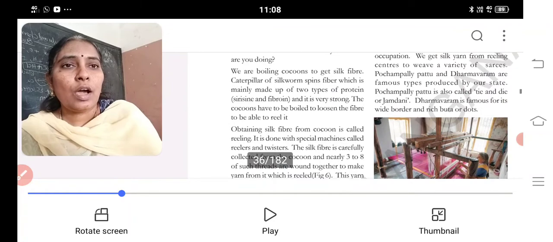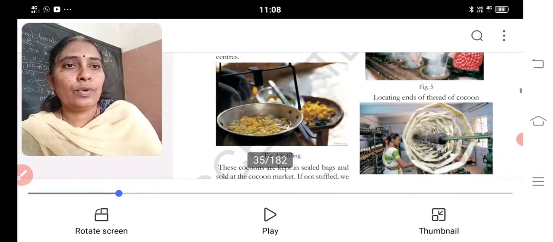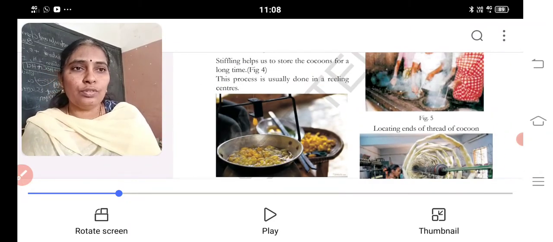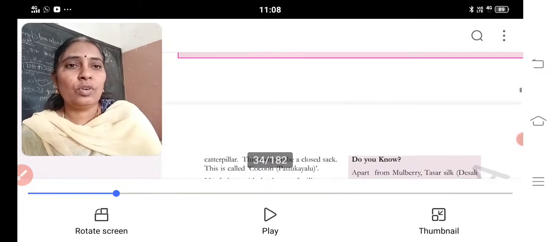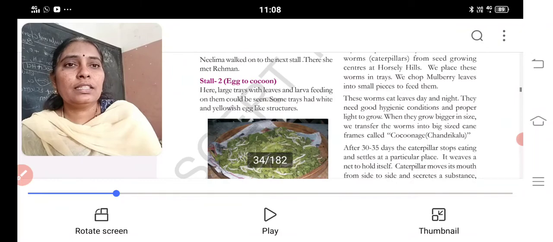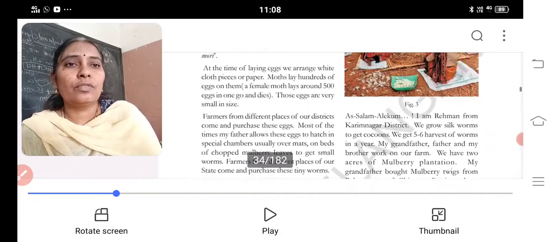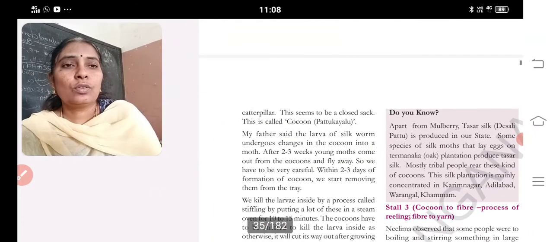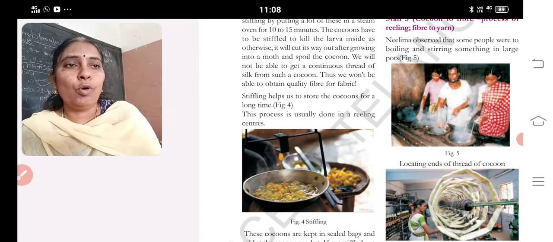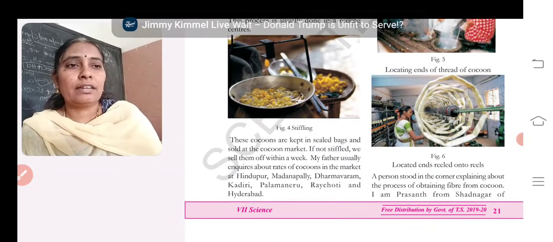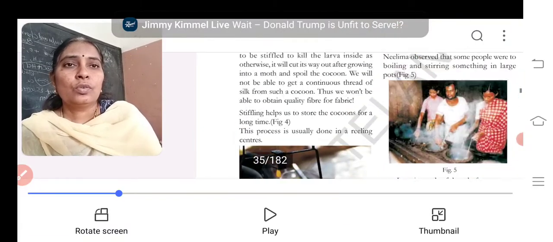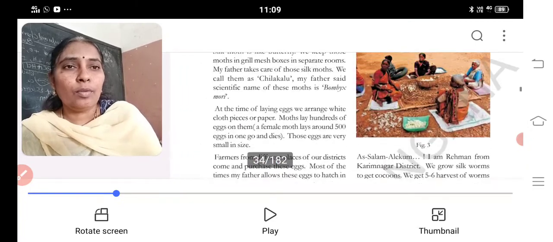Next, here is how they are cleaning, how they are cutting the fleece, and how they are boiling the cocoons. All these are shown in the pictures. With the pictures also you can understand what this is. Stall 2 shows cocoons just grown. Here they are boiled and stifled, and next the ends are reeled into reels, showing how they take a thread. All these are given with the help of pictures.